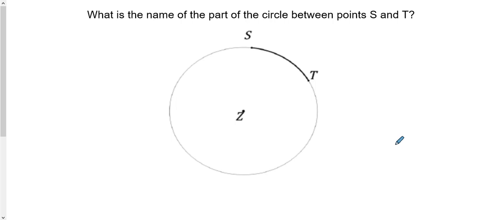All right. So the last section and topic we're going to be working on is about, they call it arc measure. I really don't like the way they say that. To me, it's arc length, but I'll go with arc measure.